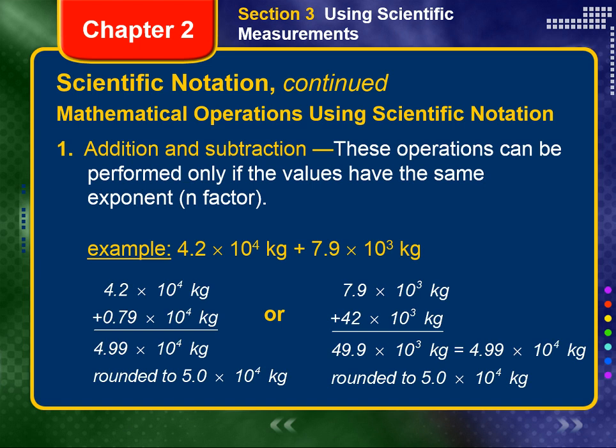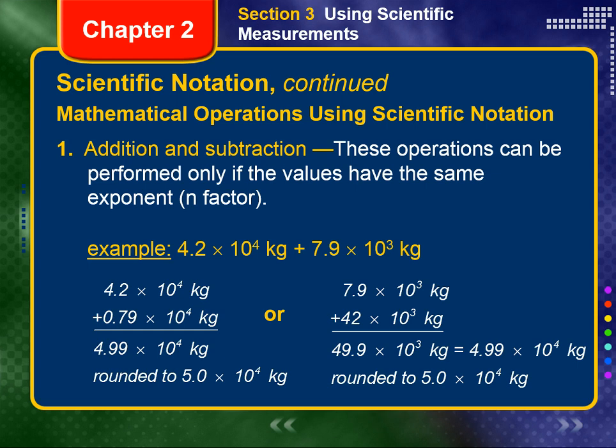Mathematical operations using scientific notation. Addition and subtraction. These operations can be performed only if the values have the same exponent, or n factor. If they do not, adjustments must be made to the values so that the exponents are equal. Once the exponents are equal, the m factors can be added or subtracted. The exponent of the answer can remain the same, or it may then require adjustment if the m factor of the answer has more than one digit to the left of the decimal point.